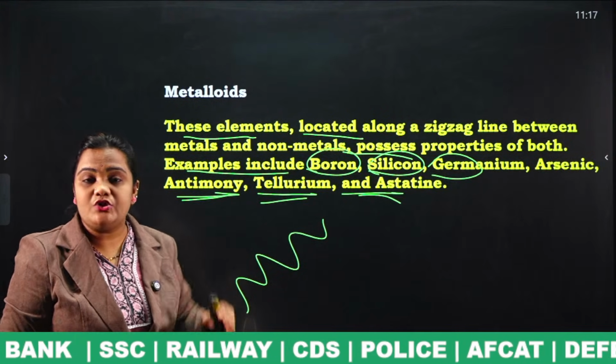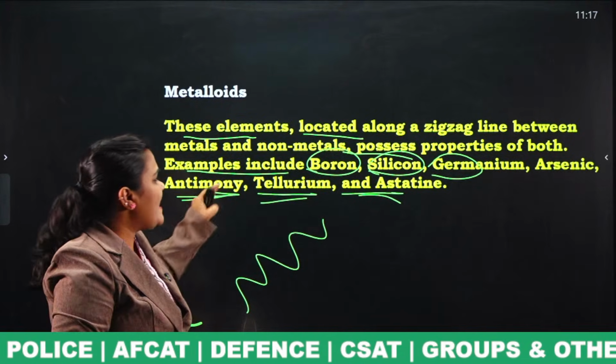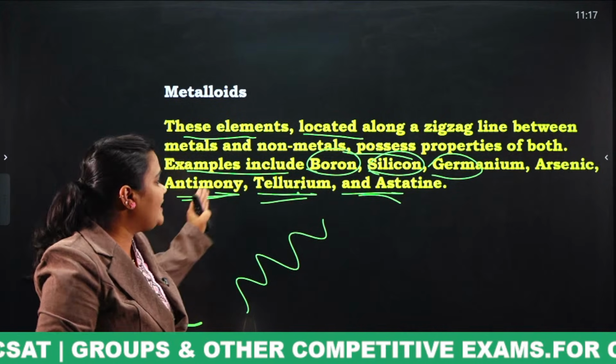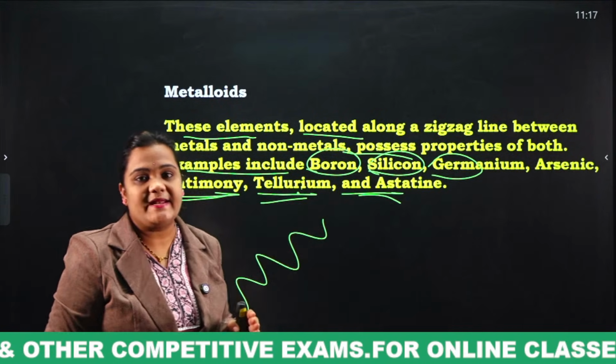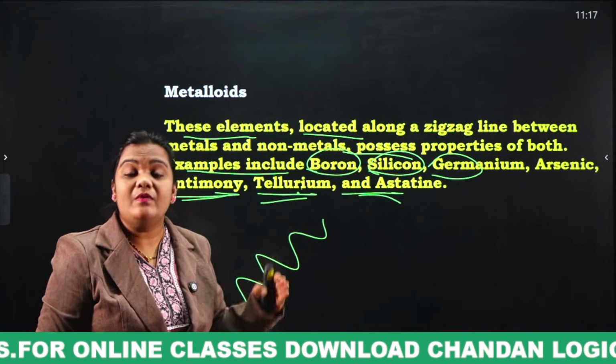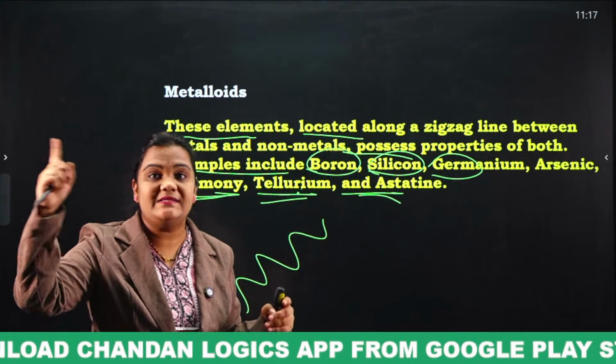So they possess both the properties. What are the examples for this? Boron, silicon, germanium, arsenic, antimony, tellurium and astatine. Beside tellurium, which element will be present, students? Iodine. We have already discussed it.